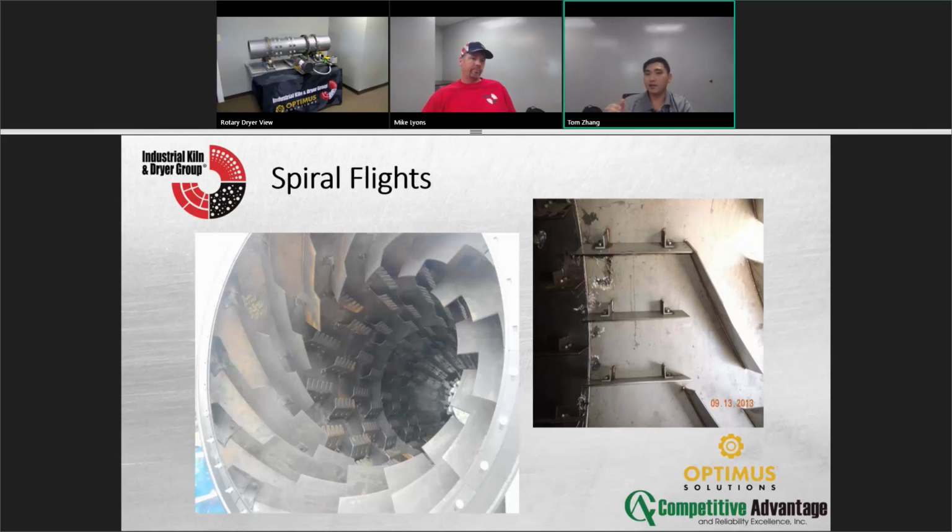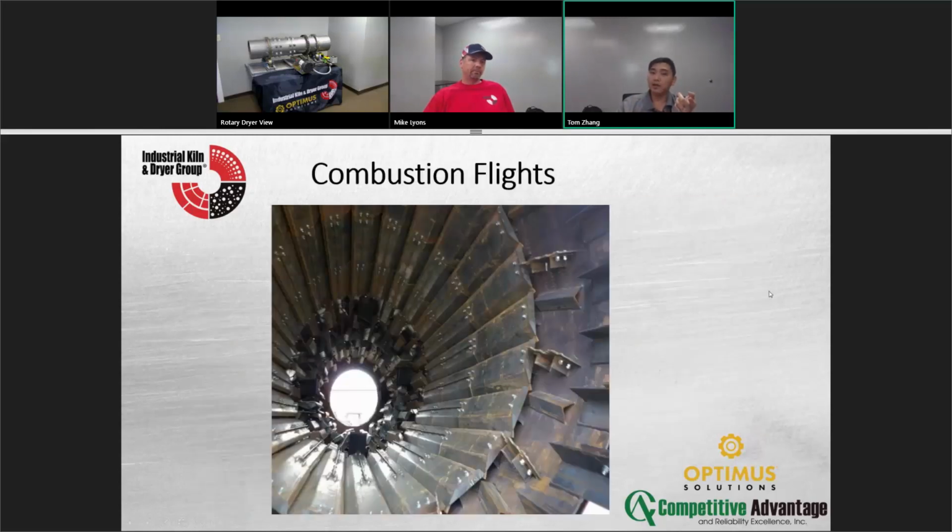Spiral flights are meant to move the material forward. If you have seal issues, one of the first things I discuss is this, or your conveyor. If you have a conveyor that's dropping material down into the unit and it's dropping into a gap, you probably need to move that conveyor so it doesn't do that. Both of those are reasons for seal problems. Combustion flights.